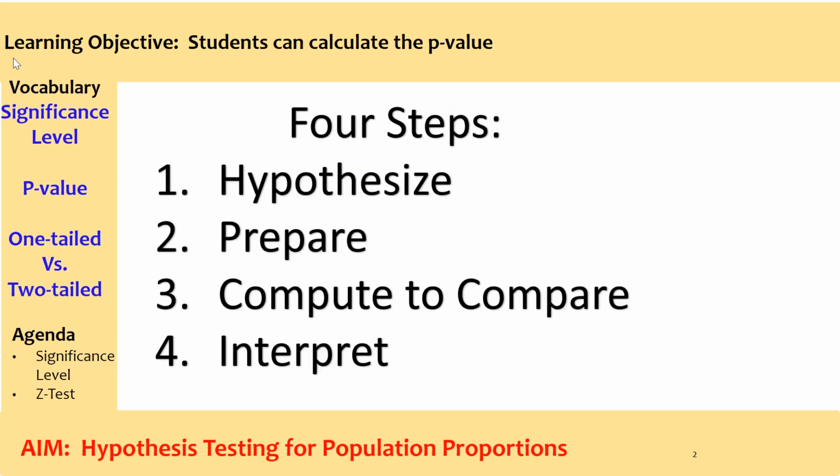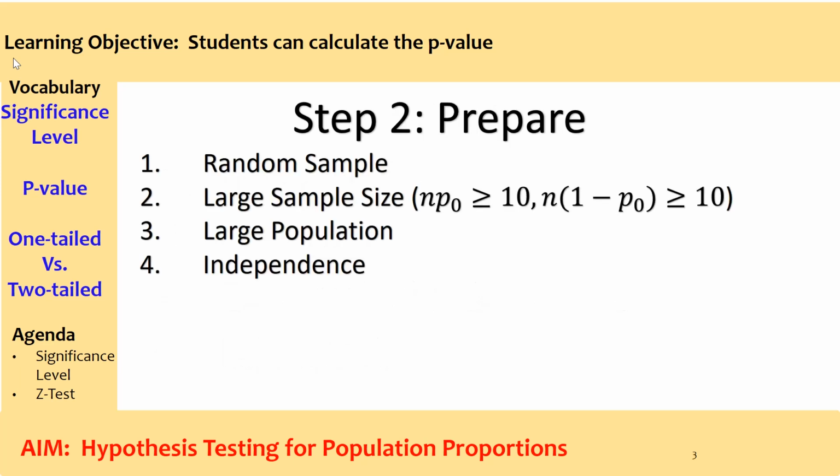So step one, we kind of talked a lot about 2 weeks ago when we introduced this idea of hypothesis testing, where we have a null hypothesis and an alternative hypothesis. So number two, it looks very familiar, right? We have to test four conditions to see if we can do what we do to calculate the p-value. So we have to make sure our sample is random. We have to make sure that it's a large enough sample by following this formula that we've learned before. We have to make sure we have a large population, and we have to make sure that our sample is independent of each other, right?